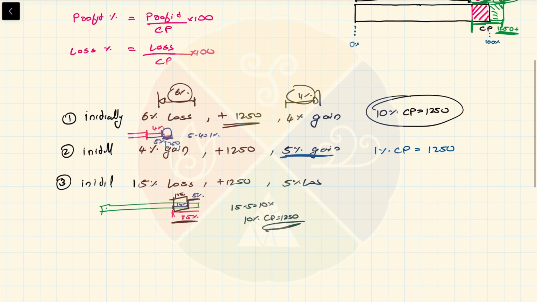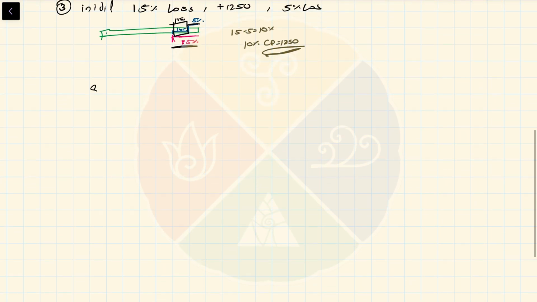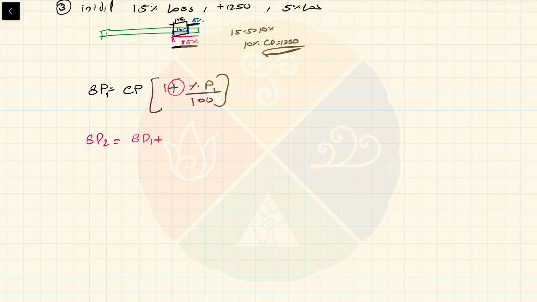If you don't want to use this method, there is an algebraic method also, that is selling price is equal to cost price into 1 plus profit percentage by 100. So you can take selling price 1, first profit. If it is profit, this will become plus. If it is loss, it will become negative. Selling price 2, which is selling price 1 plus the sum amount, and that is cost price into 1 plus profit percentage of the second case by 100.